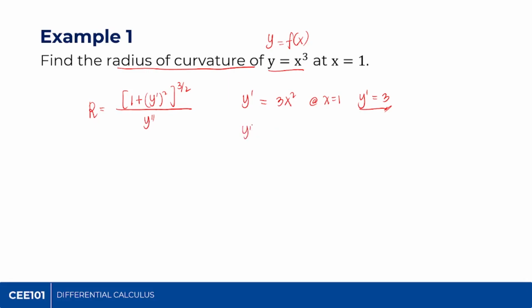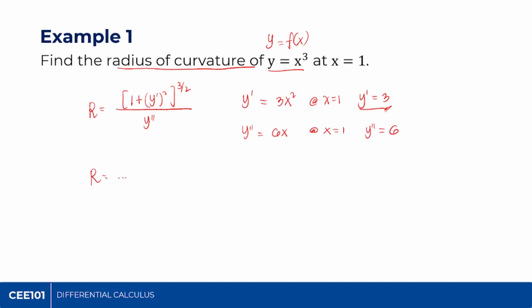How about for the y double prime? So what is the derivative naman ng 3x squared? 6x, sir. That is 6x. Then you will be evaluating that one when x is equal to 1. So y double prime is equivalent to 6. Okay, 6. So therefore, we have now our values there.